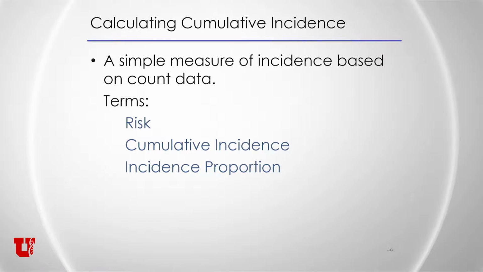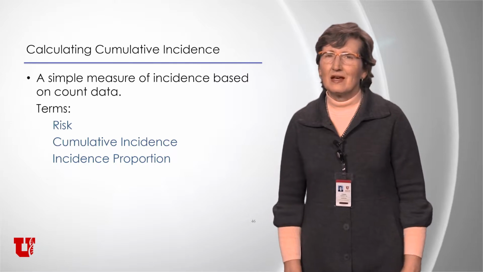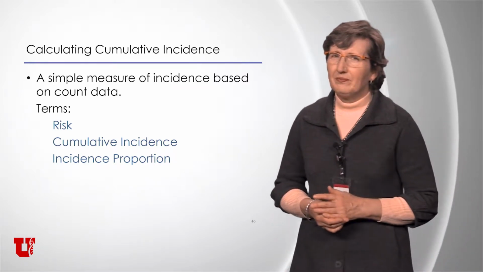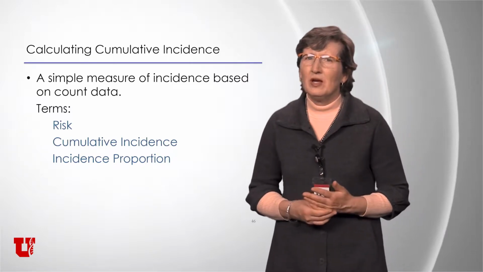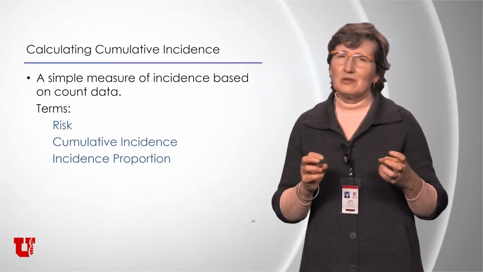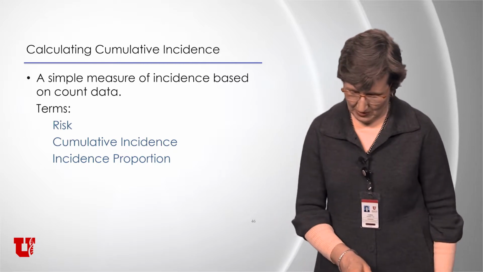So cumulative incidence is a simple measure of incidence based on count data. And equivalent terms for cumulative incidence are risk or incidence proportion. And in fact, you'll probably see risk very often. Cumulative incidence is kind of textbooky. You don't see it in published articles that much. Not sure how much you see incidence proportion. But to me, it's useful to use all three terms because incidence proportion and cumulative incidence are much more specific and descriptive of what we're measuring here.